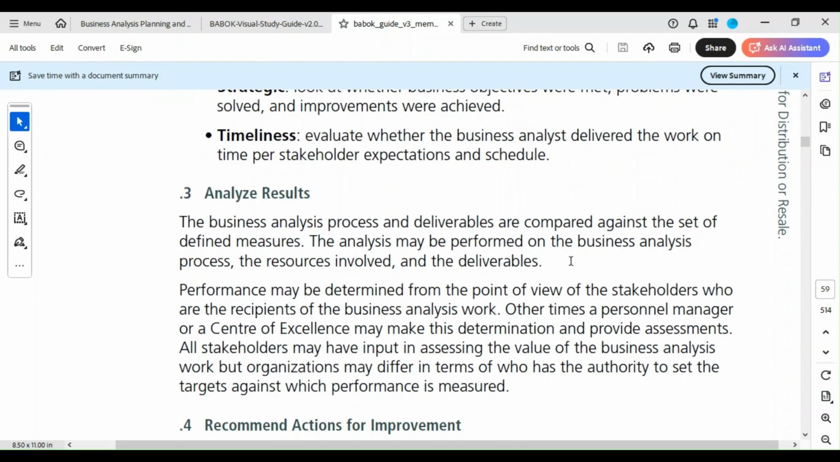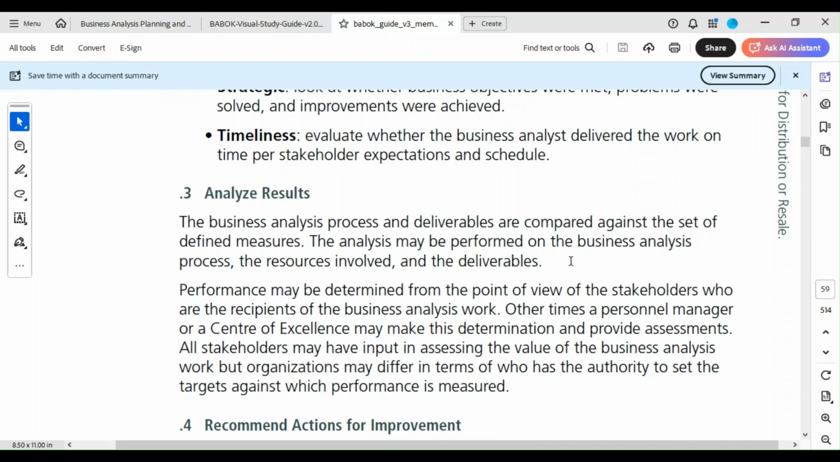Now, the third element is analyze results. The business analysis process and deliverables are compared against the set of defined measures. So you compare whatever you do against a set of defined measures, because when you don't have measures, there's a possibility that you will be working without structure. The analysis may be performed on your business analysis process, the resources involved, and the deliverables.